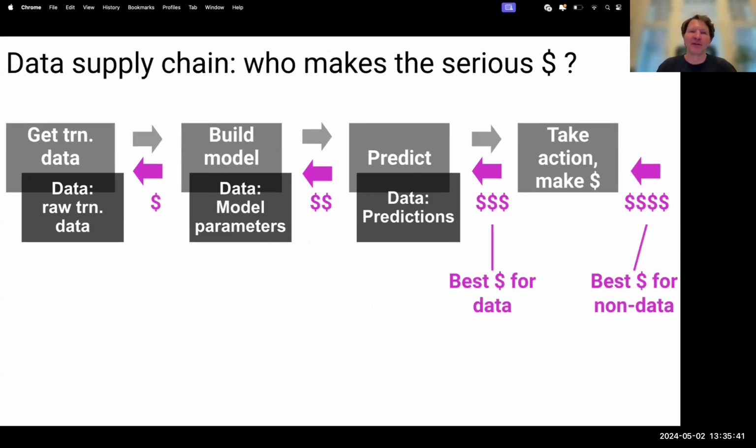And then, who would make the serious money? Well, far right, right? And this is a running hypothesis, but I believe it to be true. The best money is the people who are taking these predictions and taking action from them, right? And that's not a data thing per se. They might be using data, but it's not the rest of the data supply chain per se. And then for the data part, the best for data is people making the predictions, right? So if you're someone who's really good at making predictions, or really wanted to be part of this data supply chain at the sort of data level, then your best bet is predictions, right?